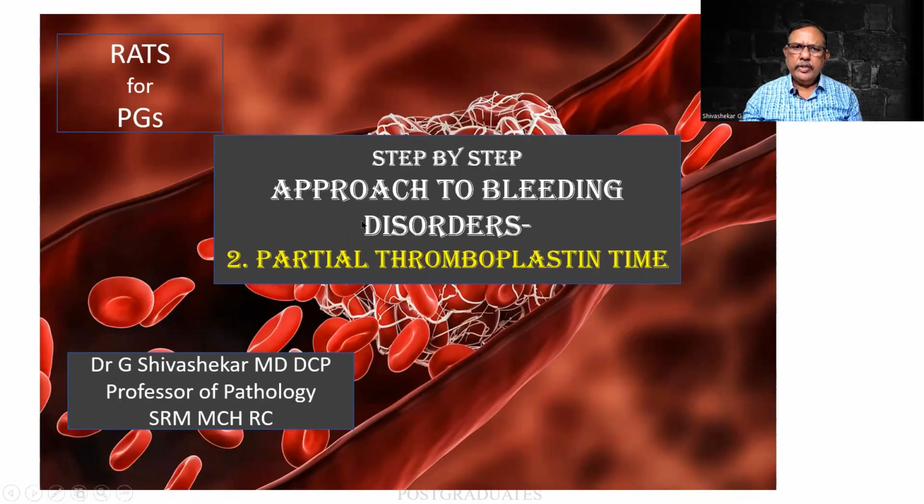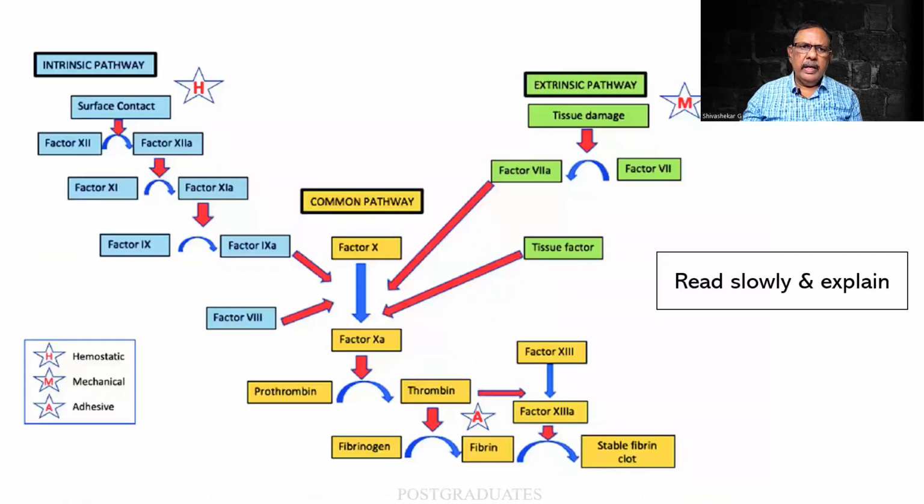Welcome to the second class on the approach to bleeding disorders, in which we shall be seeing the partial thromboplastin type. As we had seen earlier, this is a coagulation pathway consisting of the intrinsic and the extrinsic components merging at the common pathway. There will be a series of inactive to active components that are being formed.